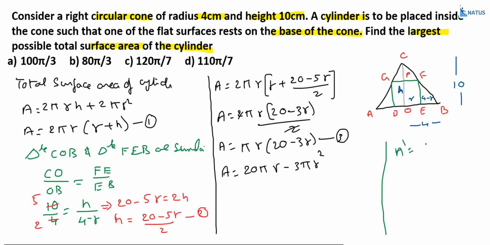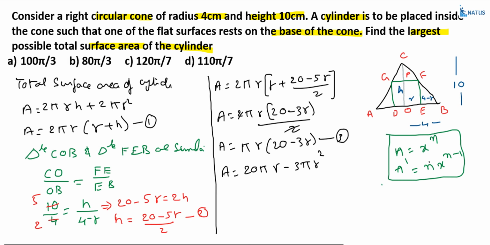A dash, let us take, suppose a is equal to x to the power of n. What is the a dash? That is equal to n x to the power of n minus 1. Okay, now you will remember this value. There is no other possibility to solve this question, right? You will apply this one.